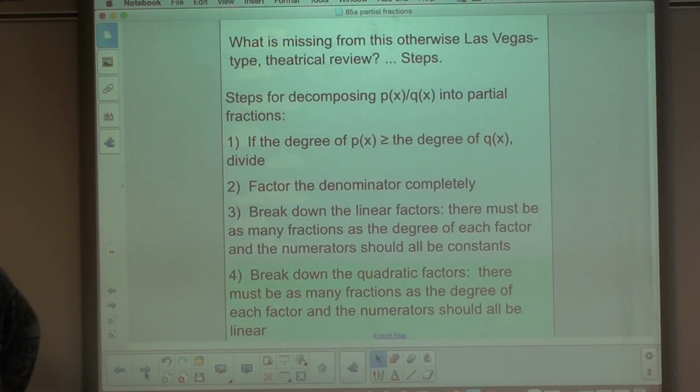Okay. So, break down linear factors. There must be as many fractions as the degree of each factor. It's kind of weird, I'll show you. It's easier than it sounds. For linear factors, numerators are always constants. For quadratics, the numerators are all linear. For cubics, the numerators would all be quadratic. For quartics, the numerators would all be cubic. In general, the numerators will always be 1 degree less than the denominator.